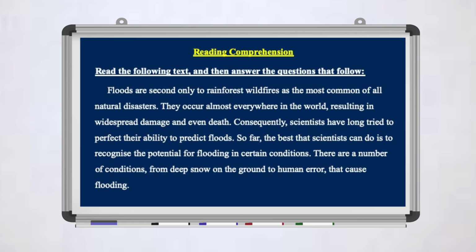Let's start. Floods are second only to rainforest wildfires as the most common of all natural disasters. They occur almost everywhere in the world, resulting in widespread damage and even death. Consequently, scientists have long tried to perfect their ability to predict floods. So far, the best that scientists can do is to recognize the potential for flooding in certain conditions. There are a number of conditions, from deep snow on the ground to human error, that cause flooding.